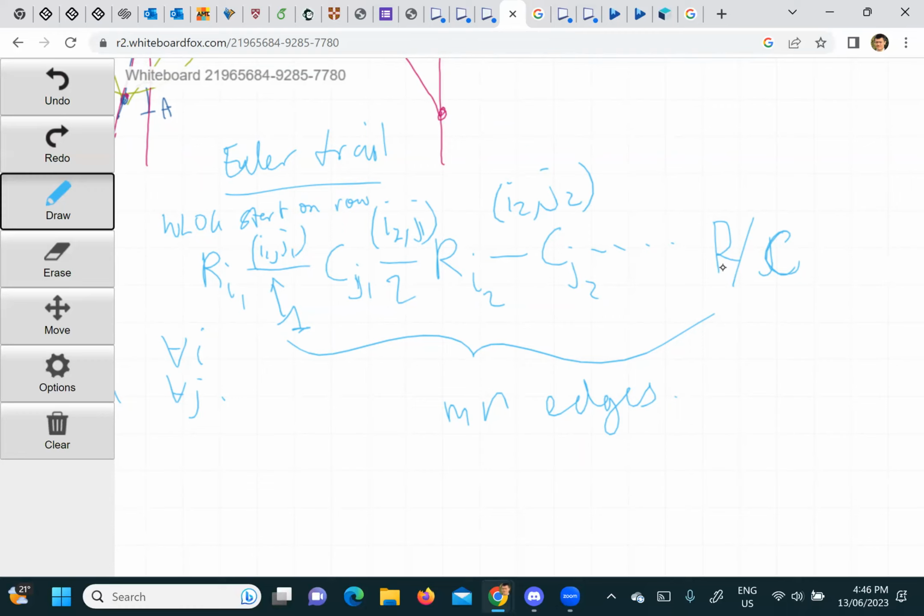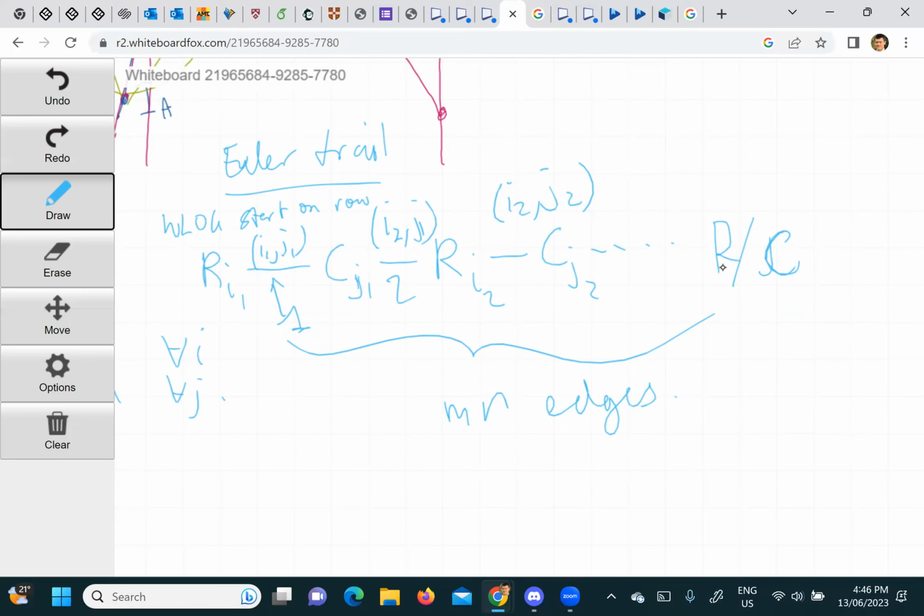If it has the same row and the same column, then you're reusing the edge. If it has the same row twice, it means you're not alternating, so it's not bipartite. So it satisfies the conditions, and because there are mn edges, you get all the numbers from 1 to mn. So from an Euler trail, you can get a numbering.